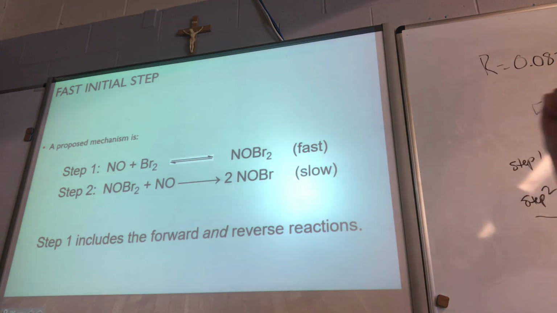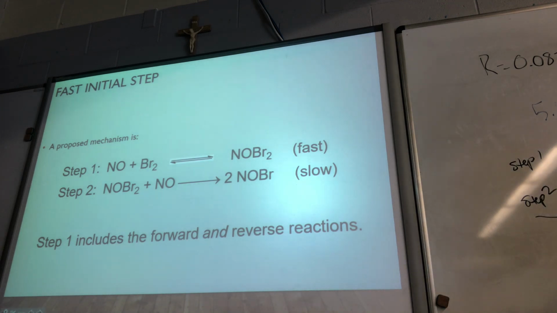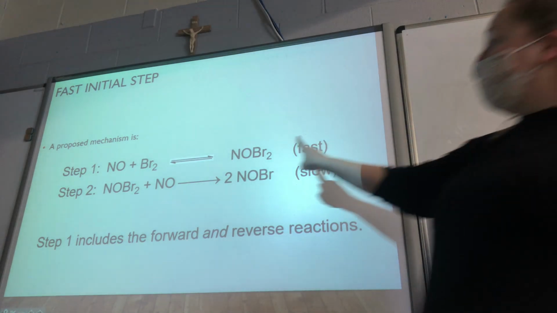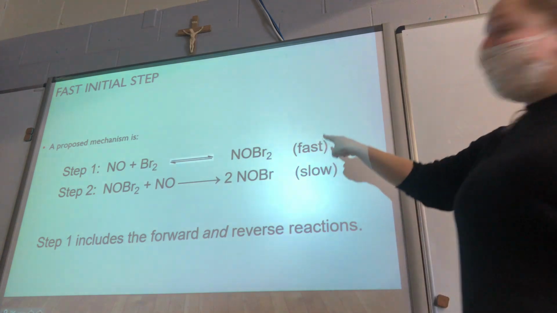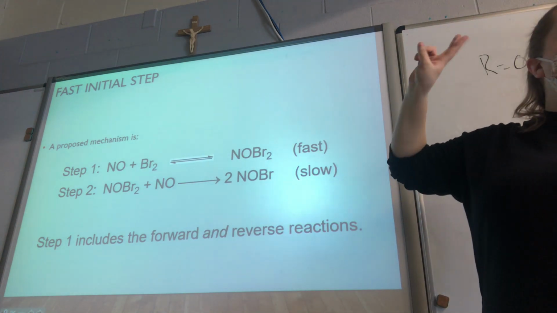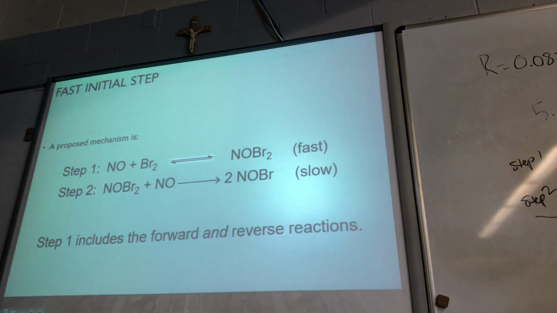Okay, and we're getting there. Are you good with me, Bina? Okay, so again, step one: reversible, fast. Those are the things you're looking for. Another thing we can still be looking for: intermediates and catalysts.